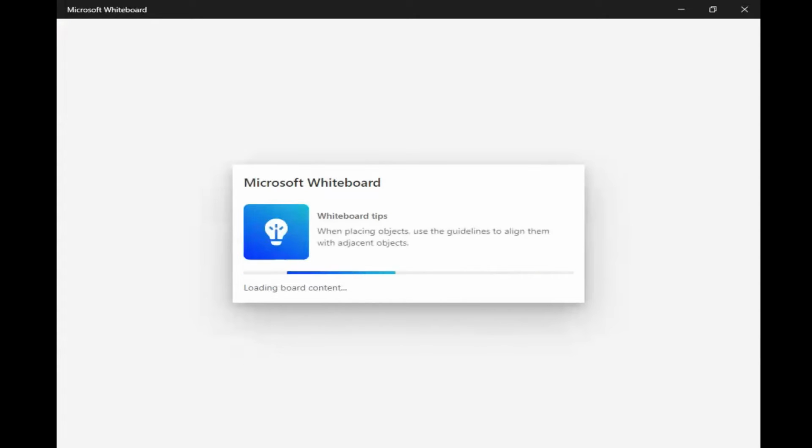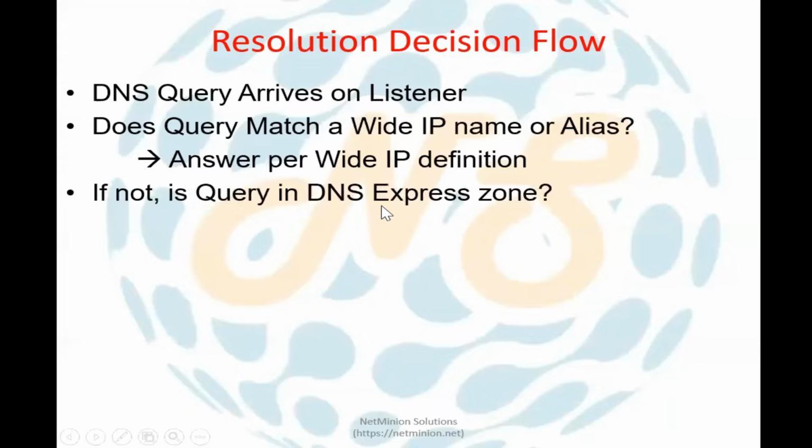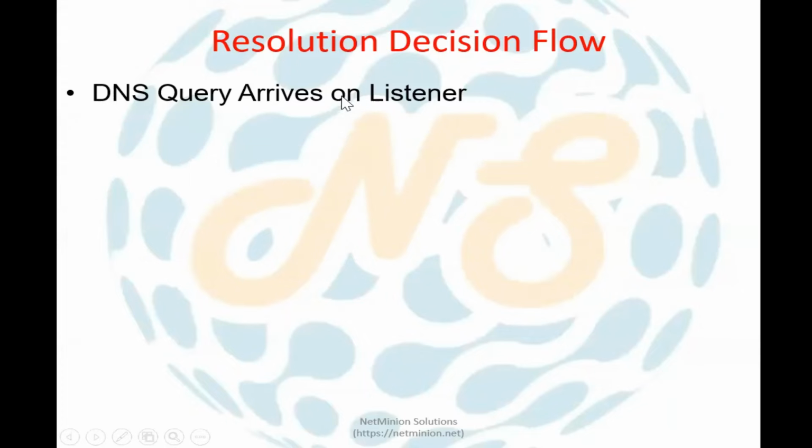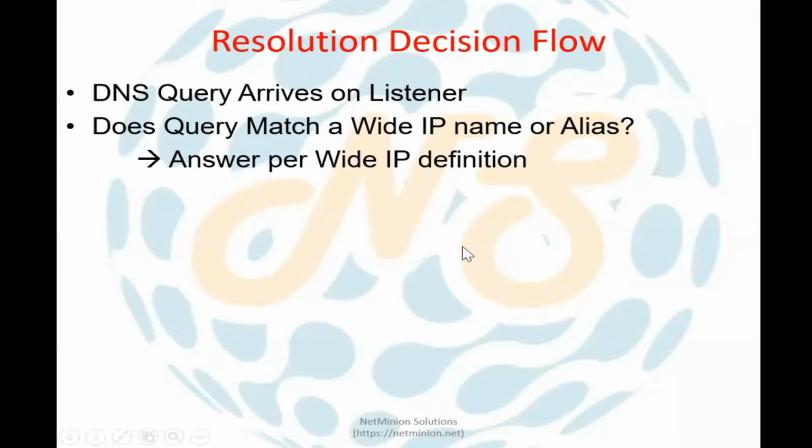And even on GTM, there is not only a single way; there are a couple of ways. Let me show you. Let me open a slide. Are you able to see the screen? Yes. So if you see the resolution decision flow, it requires a couple of steps. At the very first, the query will arrive on the listener. After the listener, it will check whether the wide IP or the name or alias is available. If yes, we will go for the wide IP first.